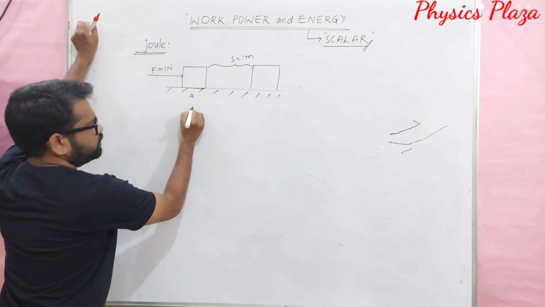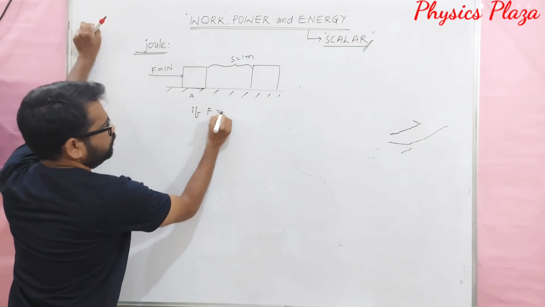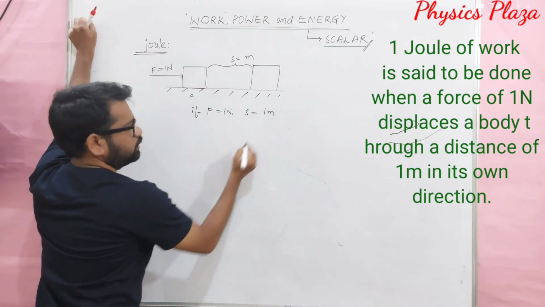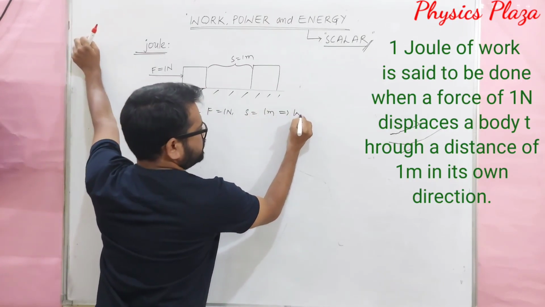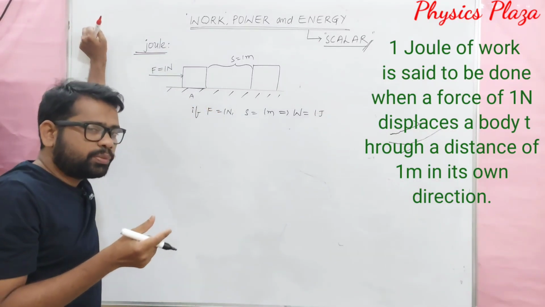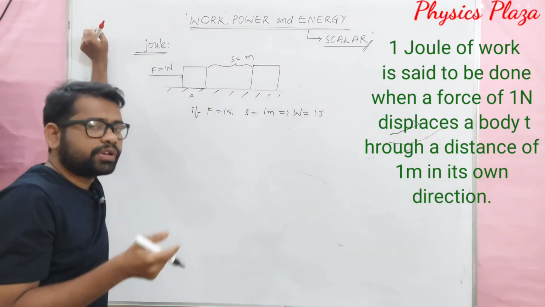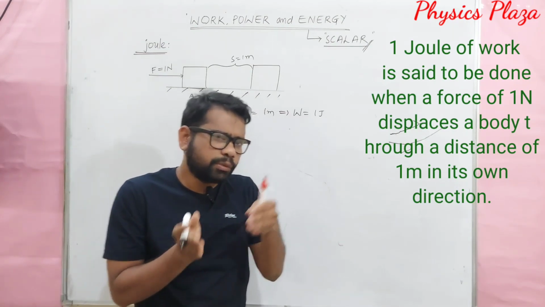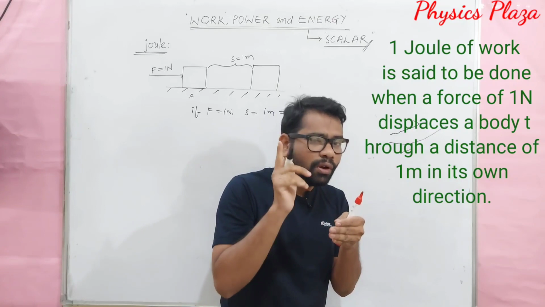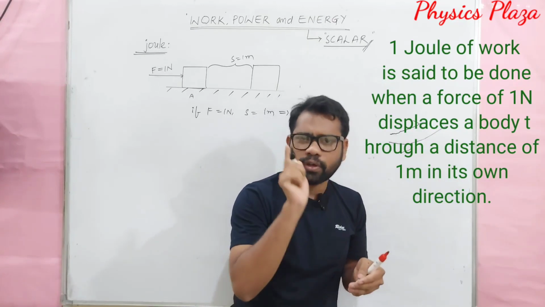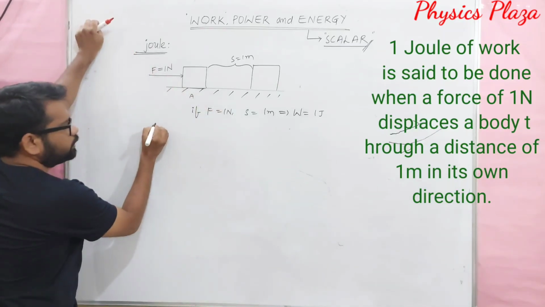If force is equal to 1 Newton and displacement is equal to 1 meter, then, dear children, work is called actually 1 joule. Work is said to be equal to 1 joule when a 1 Newton force acting on the body displaces the body through 1 meter displacement. Then the work is said to be done 1 joule.